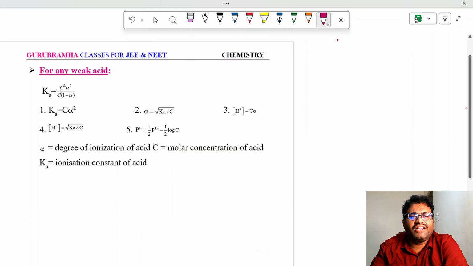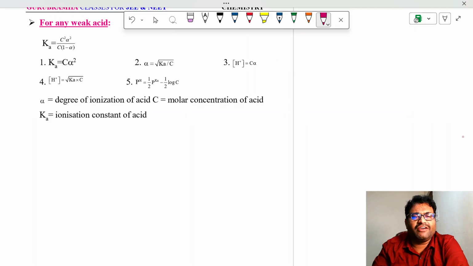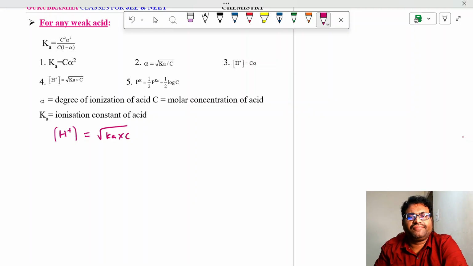So now we have seen the H plus ion concentration. What did we see? H plus ion concentration is equal to root Ka into C. This we have seen. Now we are calculating the pH of a weak acid. We know that pH is equal to minus log H plus ion concentration.